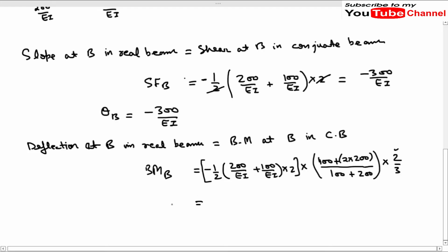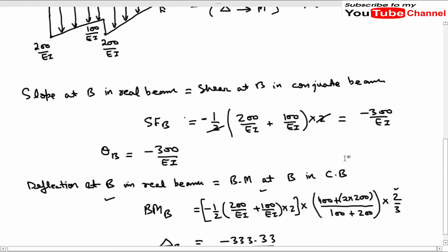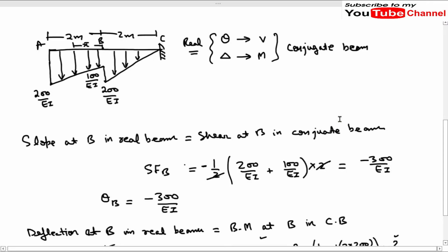So it will be minus 1000 divided by 3 EI. As I have written here, the deflection at B in the real beam is equal to the bending moment at B in the conjugate beam. So we can write here that the deflection at B is equal to minus 333.33 divided by EI in the real beam. Now we will discuss the sign conventions and the signs later. Now we have found the deflection and slope at B. Now we will find the slope and deflection at point C in the real beam.